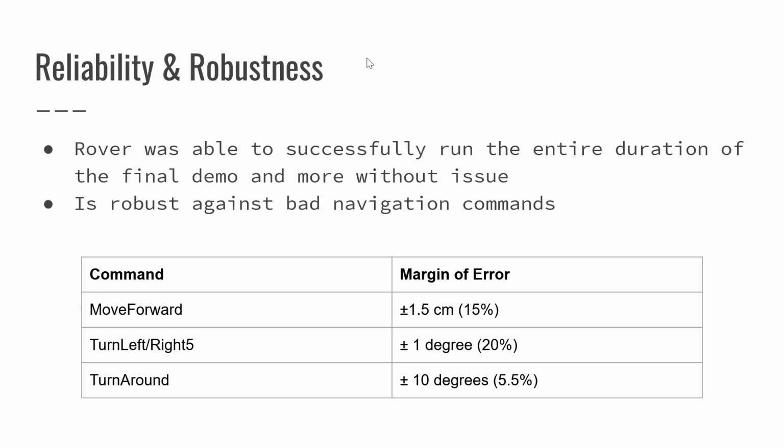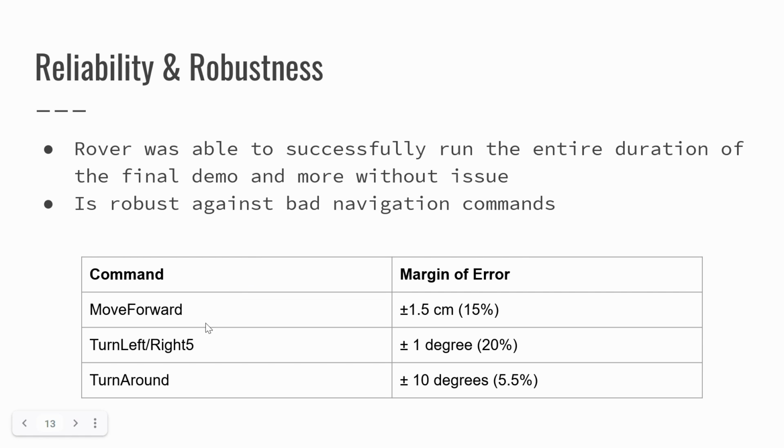As for reliability and robustness, the rover was successfully able to run the entire duration of the final demo and more without issue. It could run for several hours with no issue, as long as the hardware seems to be good and the Wi-Fi seems to be good. The rover is also robust against bad navigation commands. It stops when it receives a bad command, and if it doesn't receive enough commands, it doesn't do anything, it just stops.